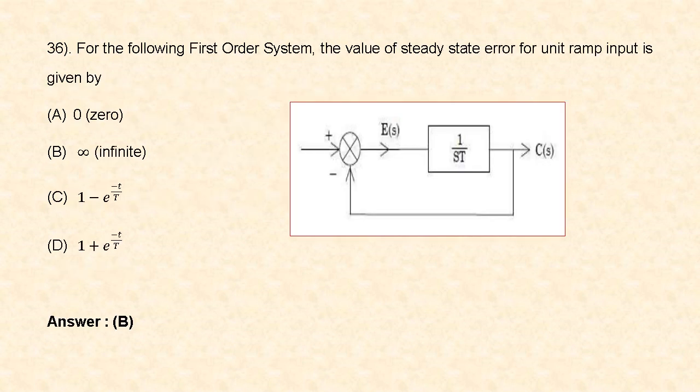Next question. For the following first order system, the value of steady state error for unit ramp input is given by option A 0, option B infinity, option C 1 minus e to the power minus t by T, option D 1 plus e to the power minus t by T. Here answer B is correct. Let us see the solution.